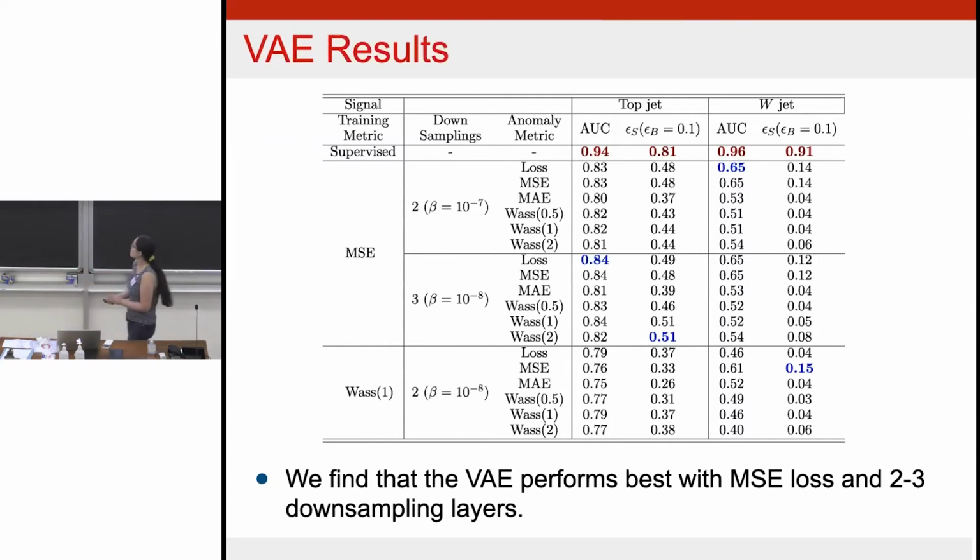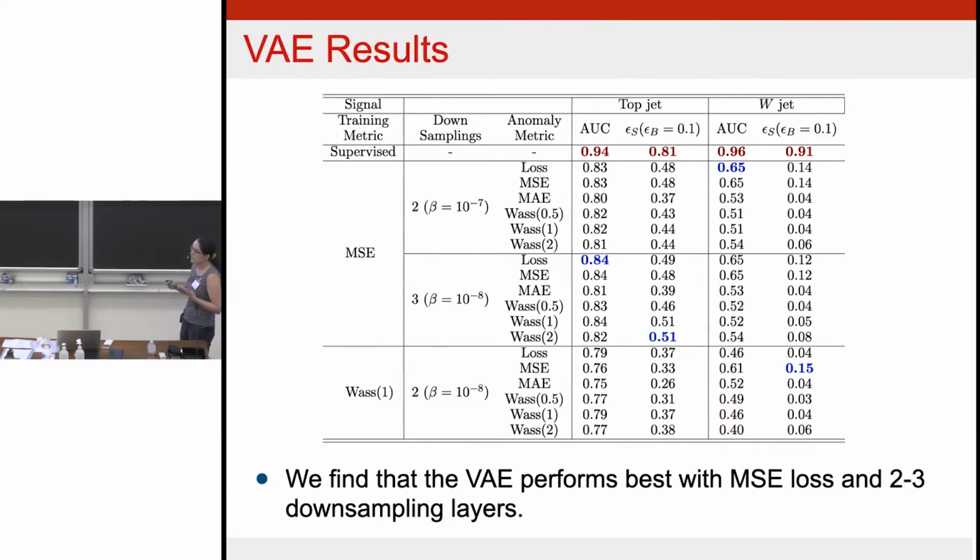So I know this is quite a few numbers, but I want to point out a few things on this plot. In order to characterize how well we're doing at anomaly detection, we're comparing QCD jets versus top or W jets. So that's what these numbers are. We look at both the AUC as well as the signal efficiency at a particular background efficiency. This first column is just for comparison. This is a standard supervised classifier. So that's these brown results.